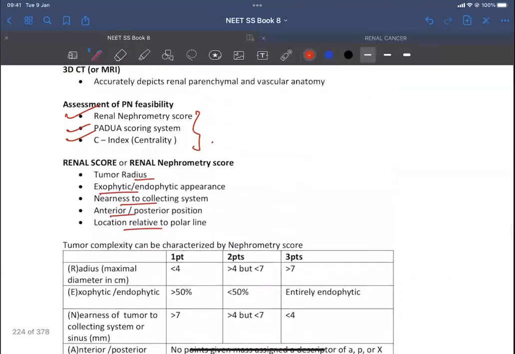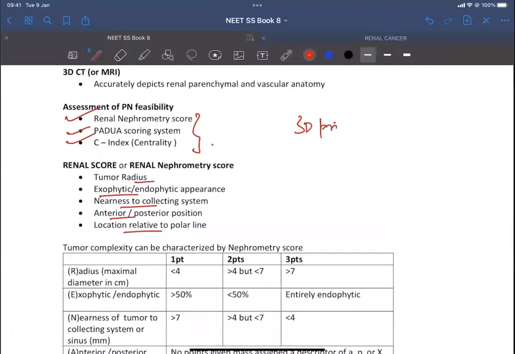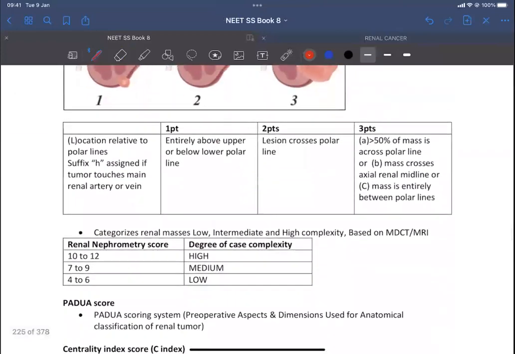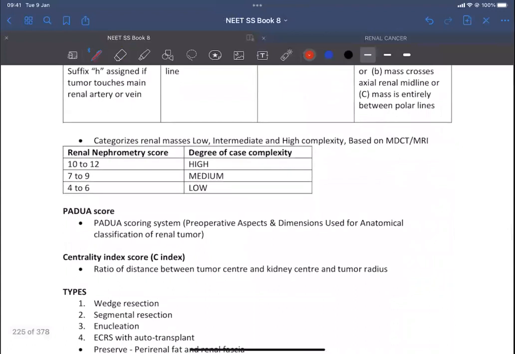You use this, and now you get 3D printing, AI, lots of different techniques that are available for you to make a model and plan the surgical treatment from imaging. So that's how the renal complexity scores work. PADUA is the preoperative aspects and dimensions used for anatomical classification of renal tumors.